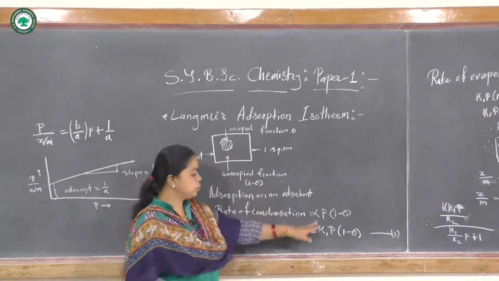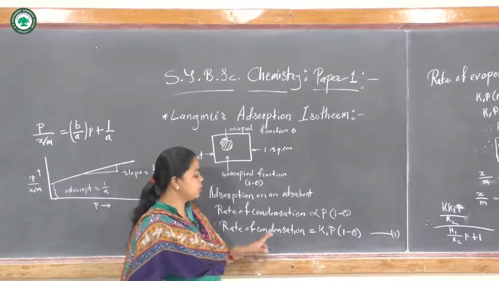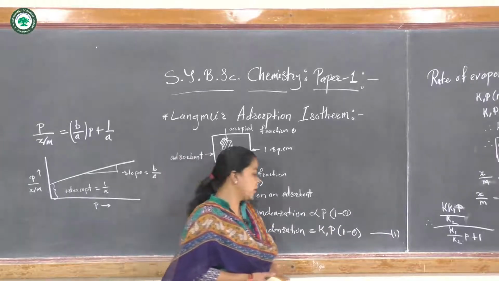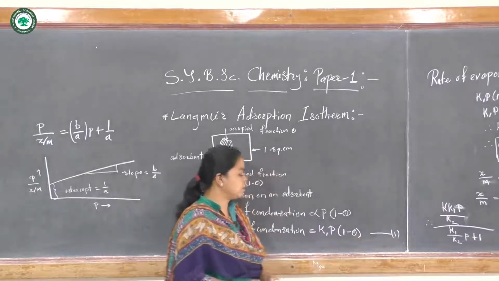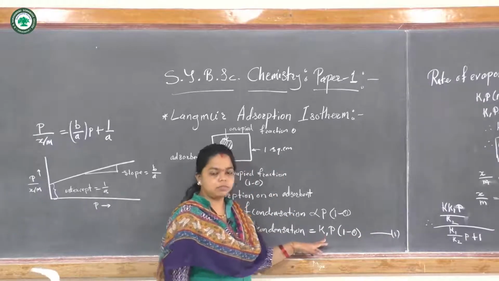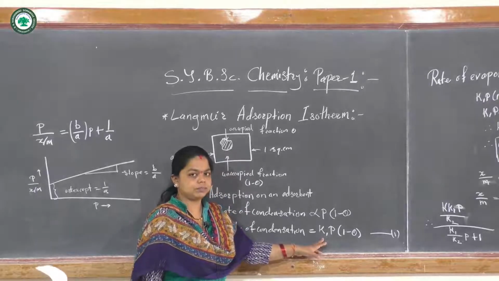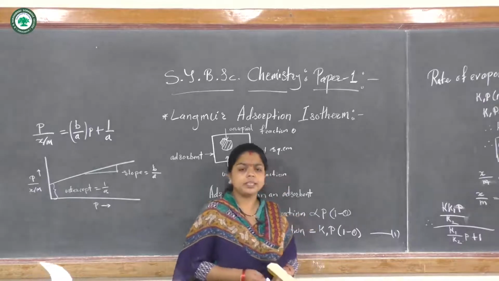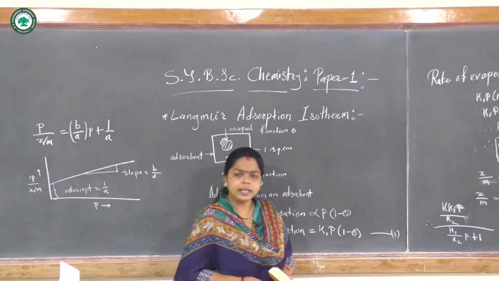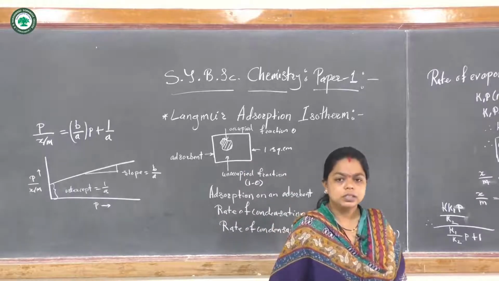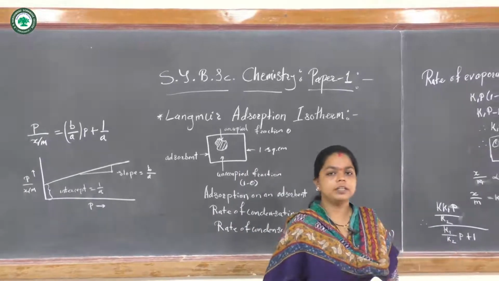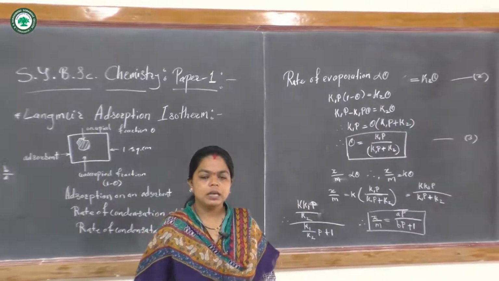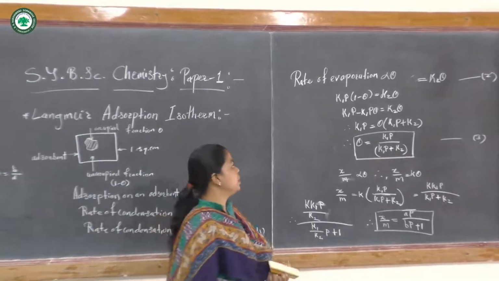So we can put the proportionality constant for this equation. Rate of condensation equals K1 into P into 1 minus theta. We can assign this as equation 1, where K1 is the proportionality constant. Now again, from the kinetic theory of gases, at constant temperature, these gases will show a particular kinetic energy and a particular rate of condensation and evaporation. So this depends upon the pressure.